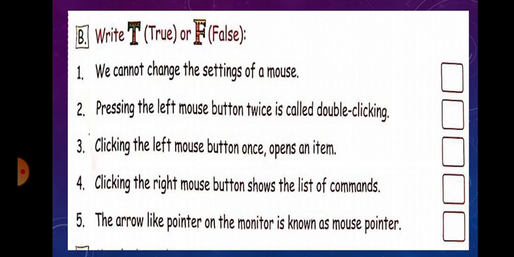Okay. Now, pressing the left mouse button twice is called double clicking, and the statement is true. So write T for it. Clicking the left mouse button once opens an item. The statement is false because double clicking the left mouse button opens an item. Write F. Clicking the right mouse button shows the list of commands, and the statement is true.